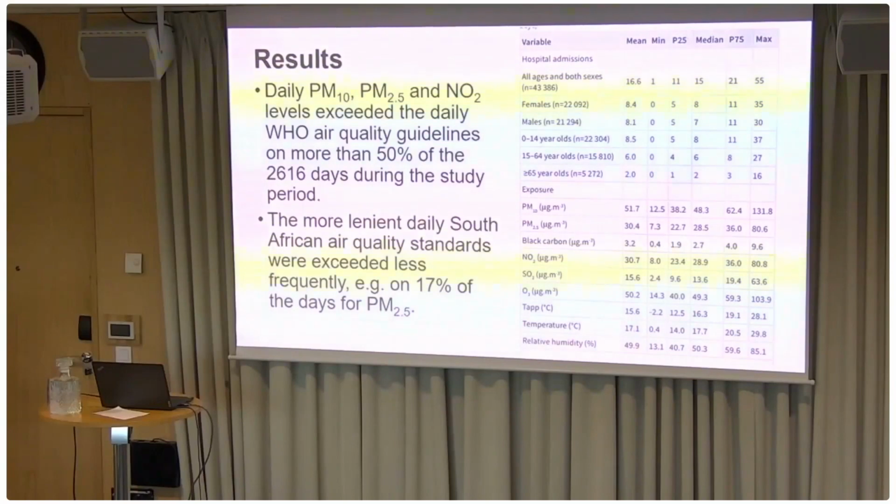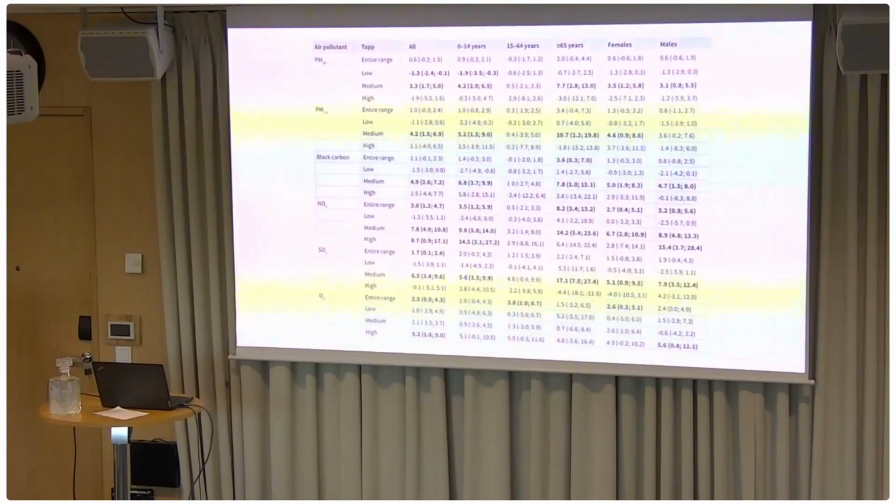So that's quite hectic. And then the South African government also has an air quality standard, but those are more lenient. And for instance, the PM 2.5 levels were only exceeding that on 70% of the days. So these are all the results we have. Literally, we cut and paste from our published article, so it's a lot to look at.